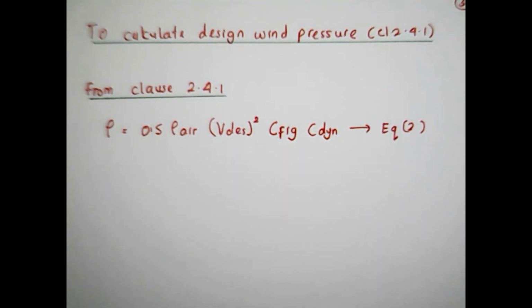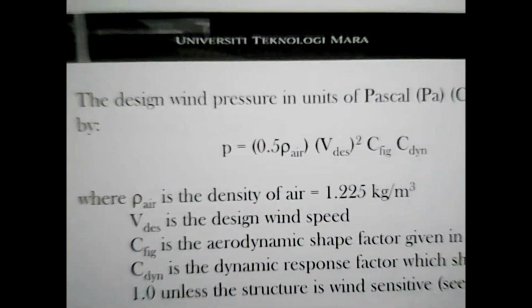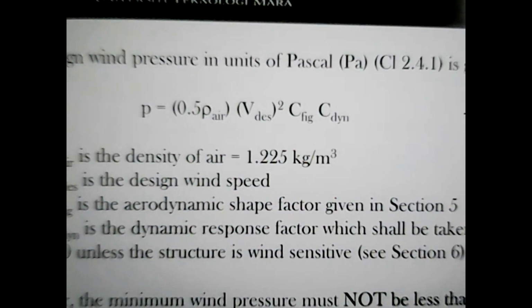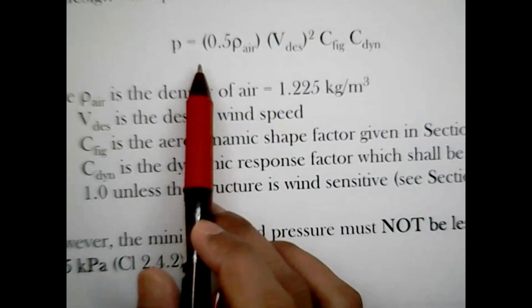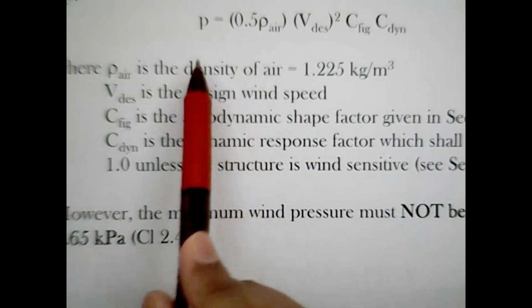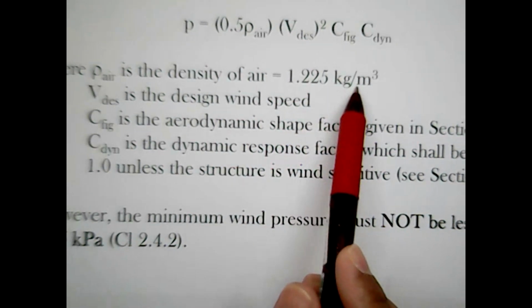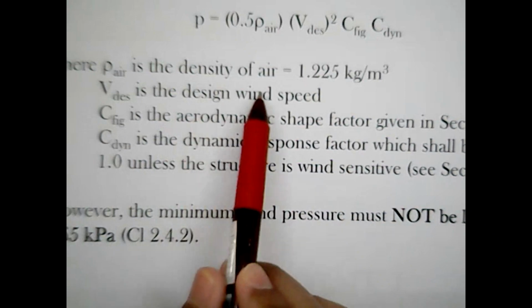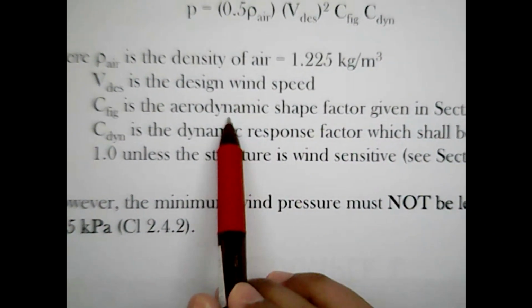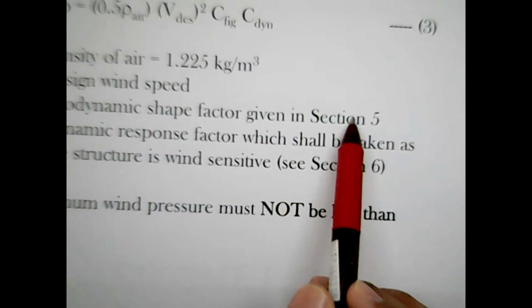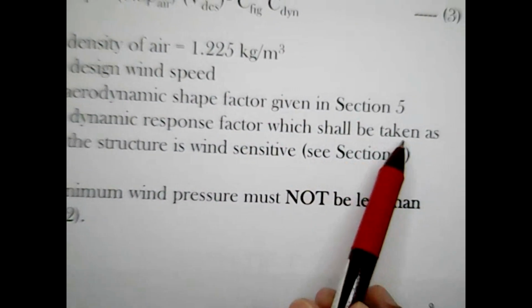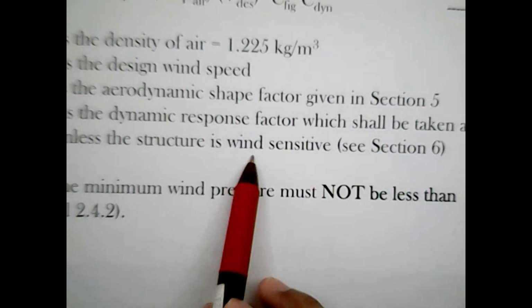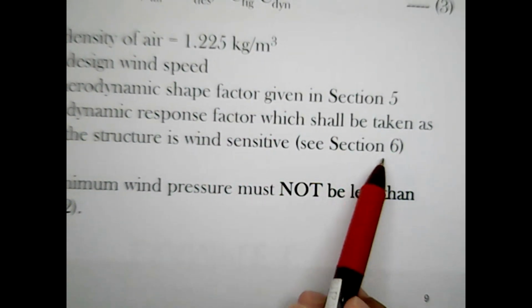Okay, now let's start to calculate the design wind pressure. So just to recall from our notes, it's given that the design wind pressure is in unit Pascal, which is calculated from clause 2.4.1, and these equations are given, whereby here is the density of air, which is 1.225 kg per meter cube, and this is the design wind speed, this is the aerodynamic shape factor given in section 5, and then here is the dynamic response factor, which shall be taken as 1 unless the structure is wind sensitive. You have to refer to section 6.